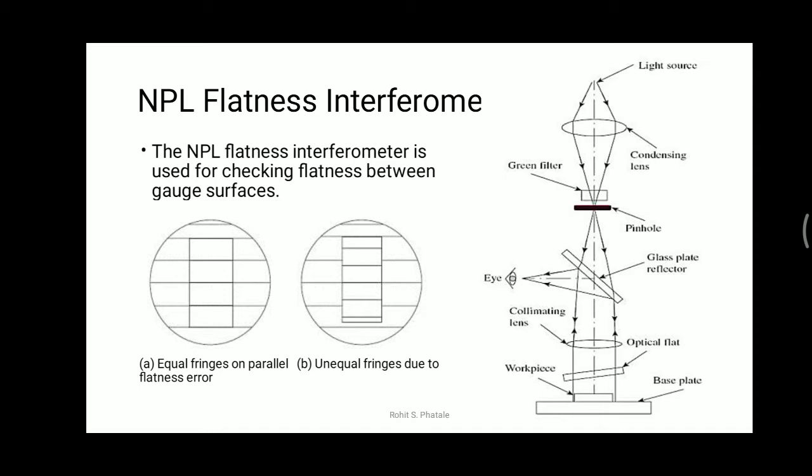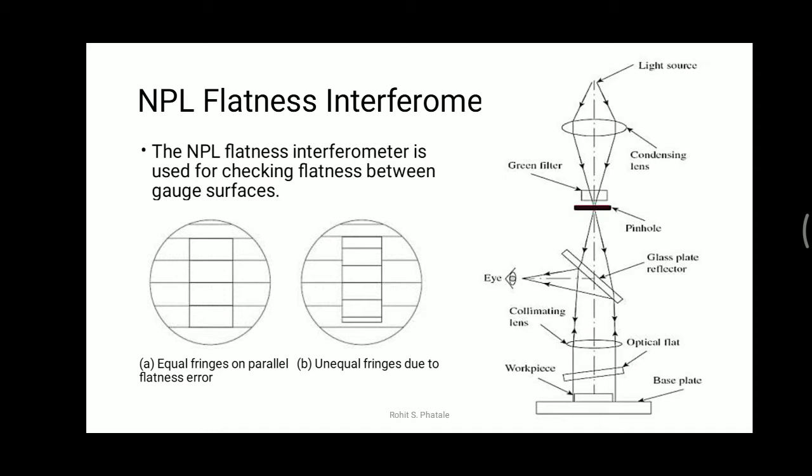Using this NPL flatness interferometer, we can find out the flatness of any object. For mechanical engineers, generally we find out the flatness of the slip gauges. The slip gauges are generally used to find out the depth or distance between two surfaces, and suppose in order to find out the inclination we use these slip gauges.